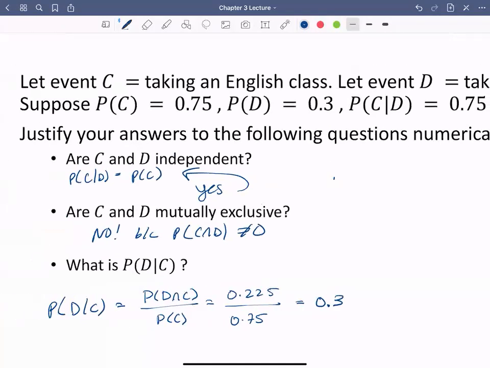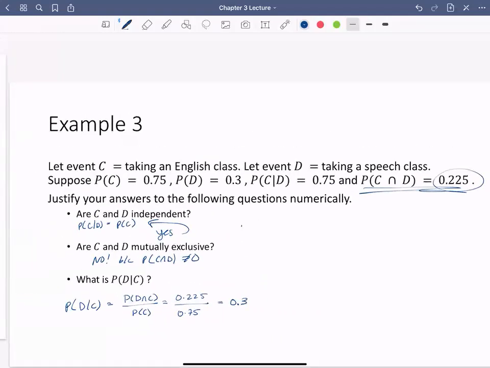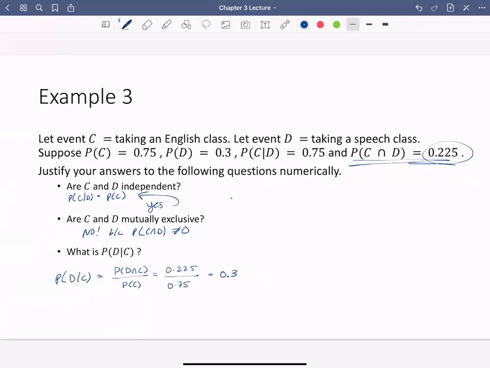So what's the probability of D happening? What's the probability of taking a speech class given that you're taking an English class? It's a 30% chance.